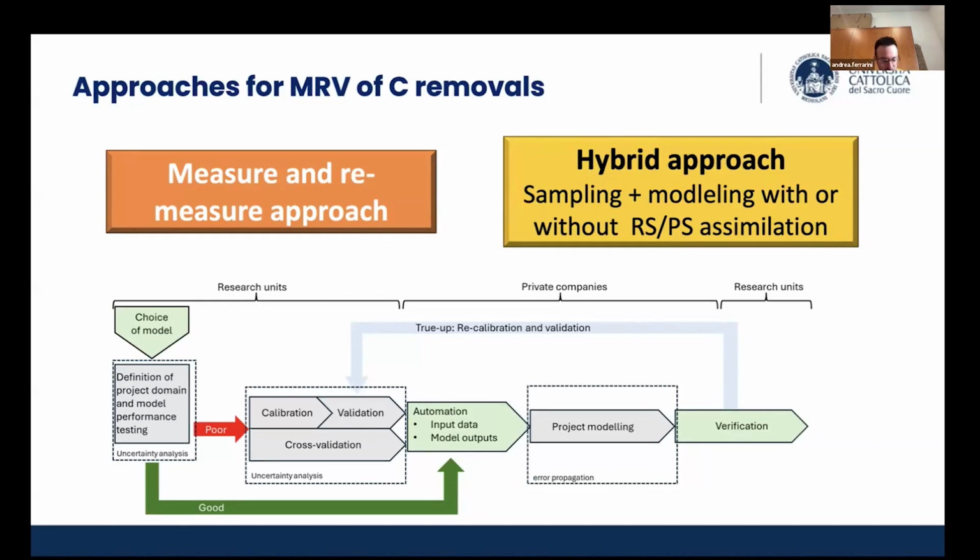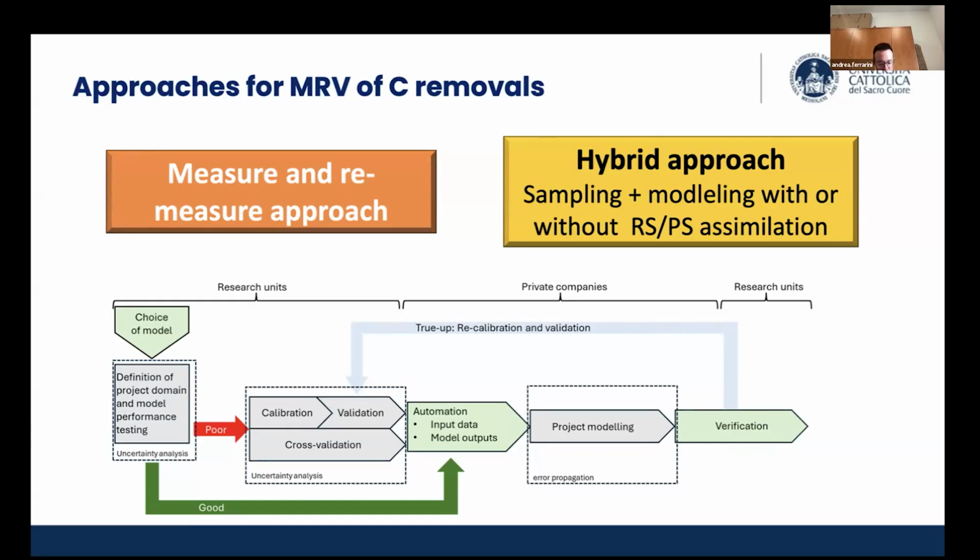So hybrid sampling at the beginning, modeling what's going on in terms of carbon removal with whatever approach, soil carbon model, ecosystem model, with or without assimilation of remote sensing. Okay, that's the standard procedure. But we have to choose a model, a modeling workflow, and especially, not only the modeling workflow, but especially what we call the model domain.